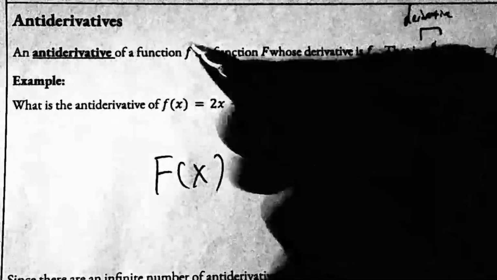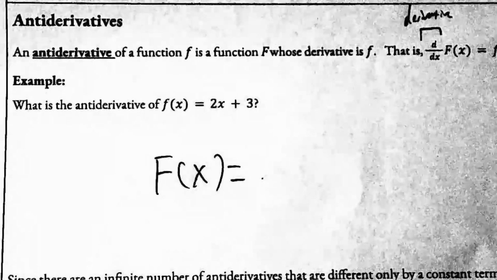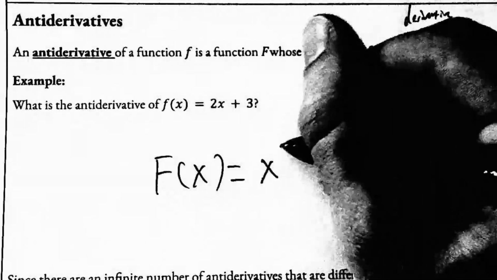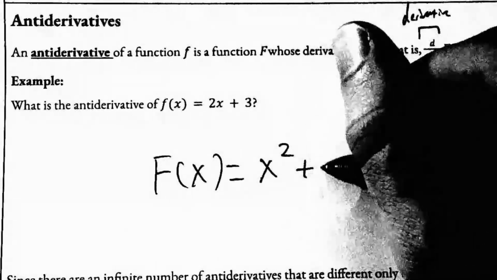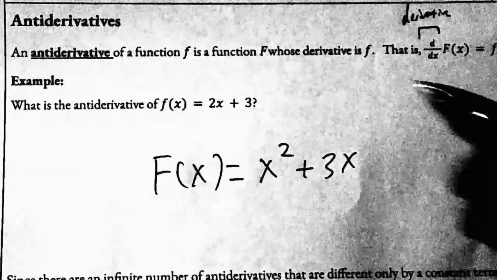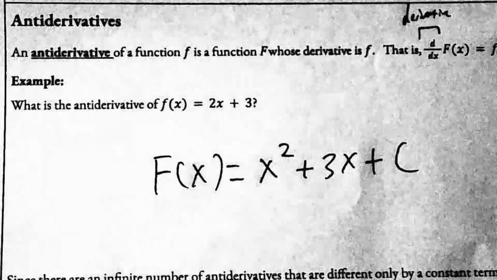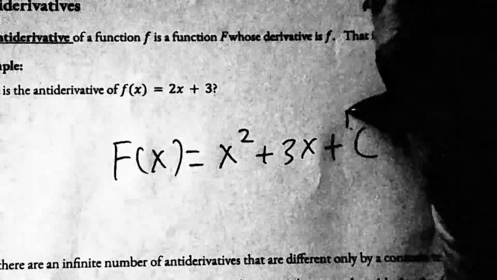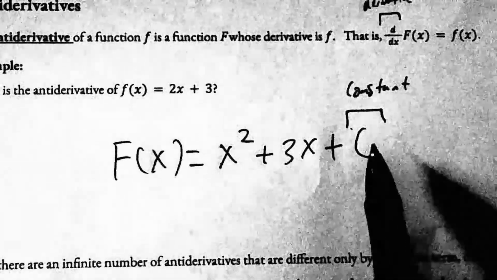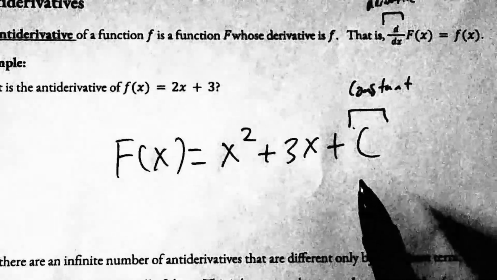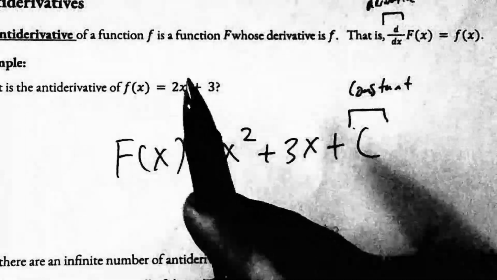So this is where we learned our rule. We'll get to that in the next section, but what you want to ask yourself is, the derivative of what gets you 2x? Well, that would be x squared, right? Because you bring the 2 down, subtract 1, and get 2x. And the derivative of what is 3? Well, that would be 3x, because the derivative of 3x is 3. And then you have to add this c at the end. That c represents a constant, because I could add any number here. Because the derivative of a number is 0, it doesn't matter what I add here, I'll always get this.